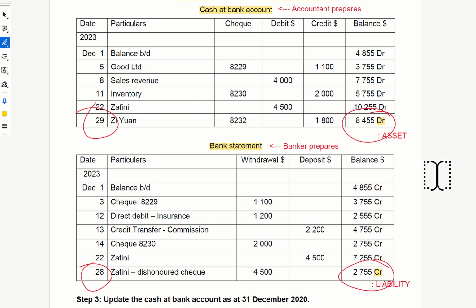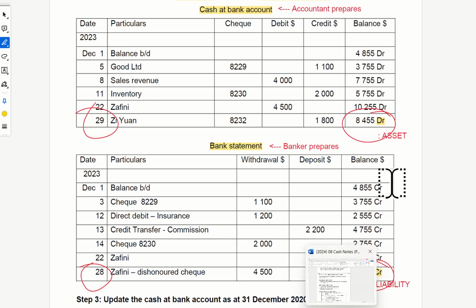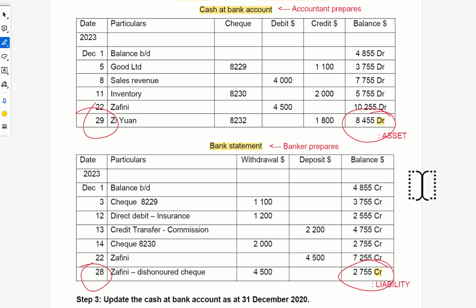So you look at that. Because it belongs to the business and not the banker, it is shown as a liability, a credit balance. And look at that, there's actually a difference between the cash at bank account, $8,000, and the bank statement, $2,000. So there is a difference and we want to find out what the differences are. What we do is a bank reconciliation process to find out what the differences between the cash at bank account and the bank statement are.